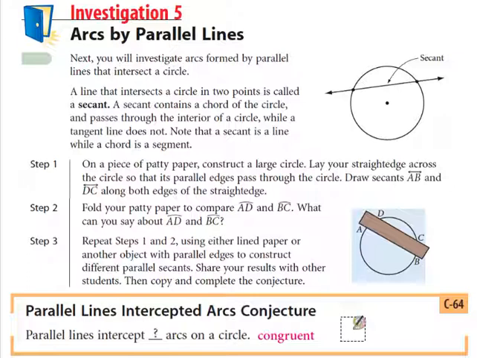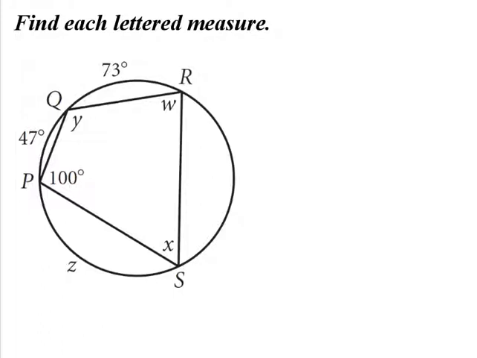So now we're going to look at one example, and then you'll be set for your homework. This one says, find each lettered measure. So in here I need to find W, X, Y, and Z. Let's just start with W since it's alphabetical. Can anybody tell me what W is and why? 80, because it has to be that plus 100 has to be 180.